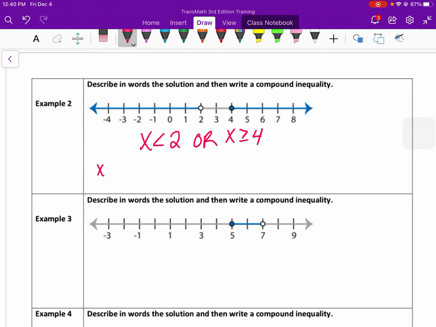So these values are all the x values that are greater than or equal to 4. So this is an or problem. It is all the x values that are less than 2 or all the x values that are greater than or equal to 4. So it is an or problem there.